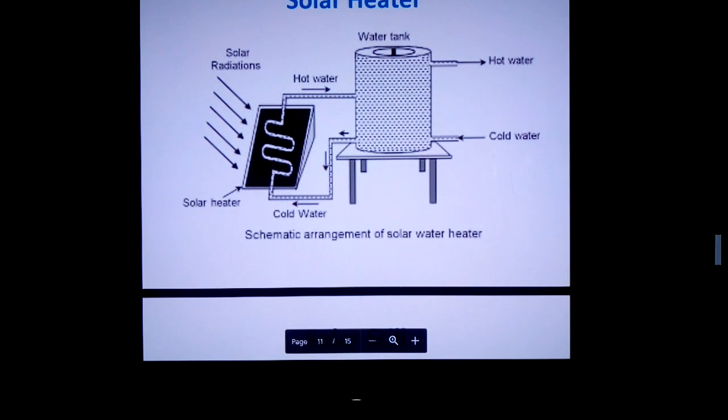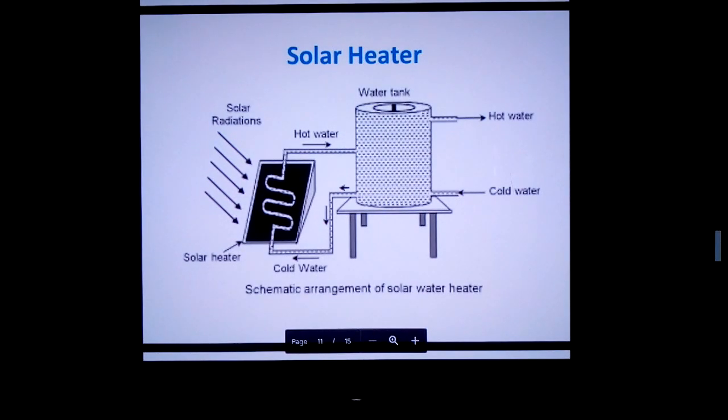A solar heater is a device to supply hot water by using solar energy. A solar water heater can be installed on the top of flat-roofed buildings and provide domestic hot water throughout the year in a climate like India. So in our India, throughout the year it will work, not in cold countries. It consists of an insulated water storage tank with an inlet for cold water and an outlet for hot water. You can see the inlet for cold water at the bottom and the outlet on top.